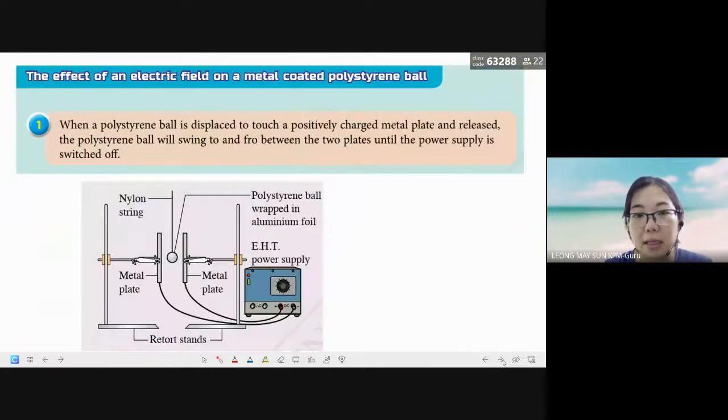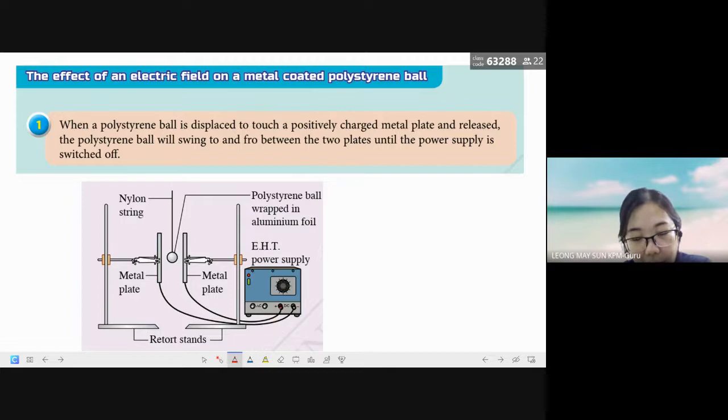So next is the effect of an electric field on a metal coated polystyrene ball. If we were able to see this in real life, it's really interesting, because you can see the ping pong ball bouncing between the two metal plates. I think I have a video later on, I'll play it. So what happens here is that when a polystyrene ball is displaced to touch the positive plate, you look at the power supply. The power supply here is connected to positive.